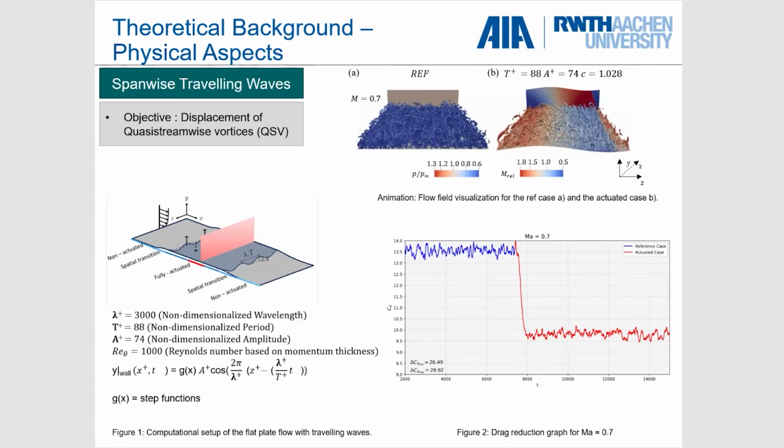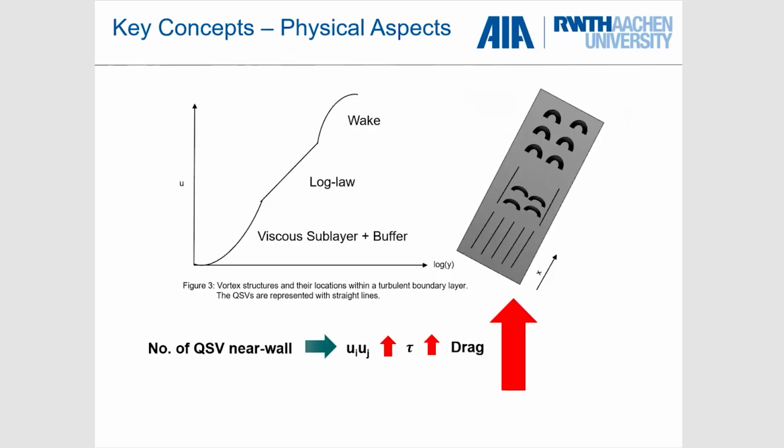And right below this figure, you can see the function that we use to give the wall its wavy motion. And on the bottom right corner, we can immediately see our first result for a Mach number of 0.7, which is the reduction of the skin friction coefficient, where we achieved almost 26.5% average drag reduction between the reference and actuated cases.